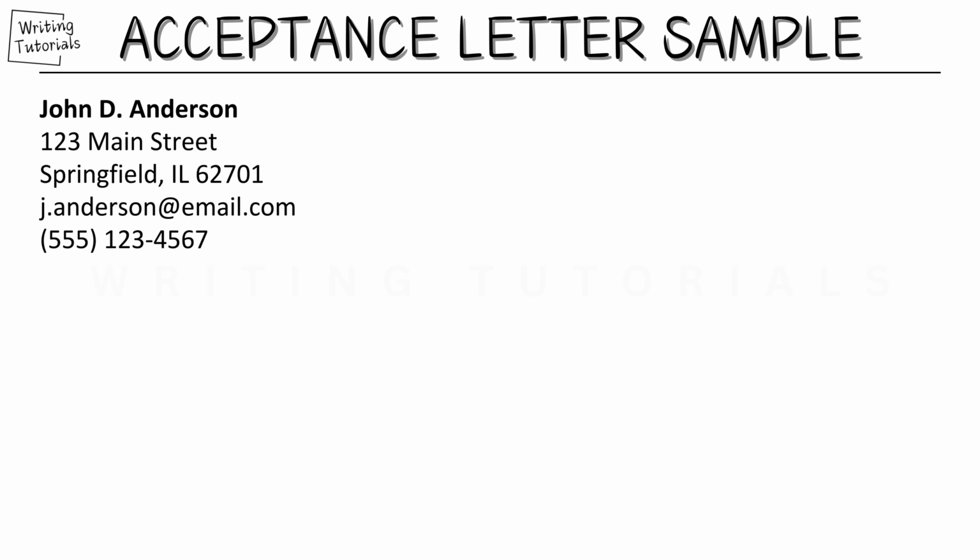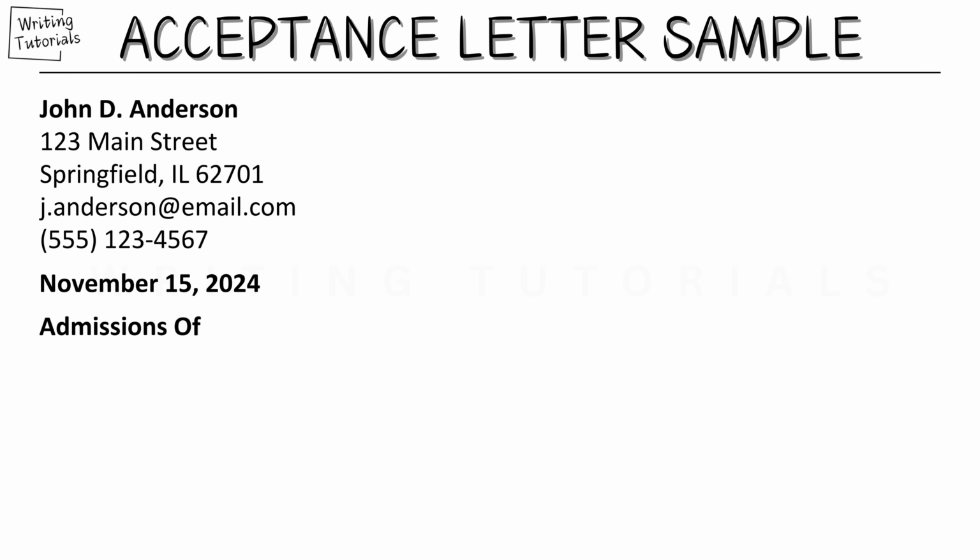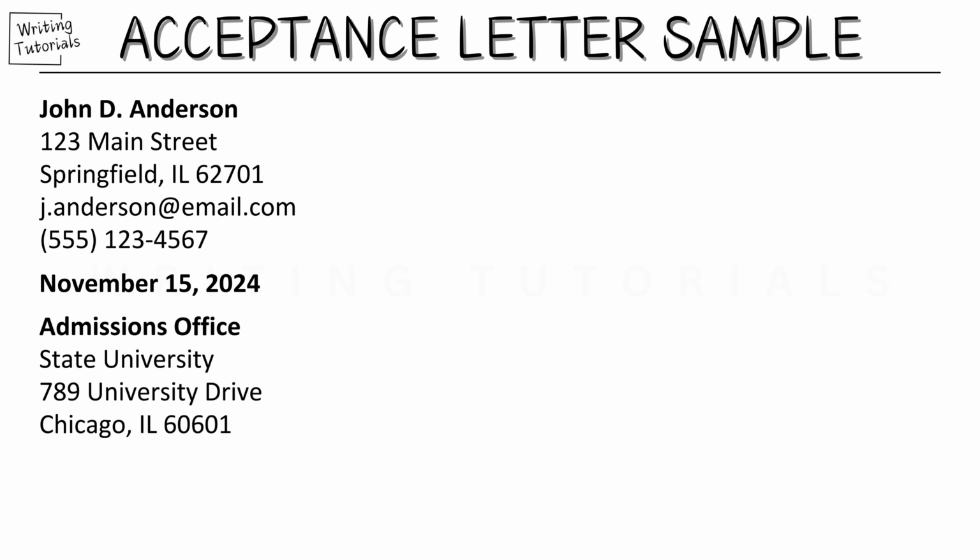Date and recipient's information. Next, include the date and the recipient's details. November 15th, 2024, Admissions Office, State University, 789 University Drive, Chicago, Illinois, 60601. The date is important because it establishes when you wrote the letter, which can be crucial for meeting deadlines. Then, list the recipient's full name or the department you're addressing, like admissions office here. This ensures the letter reaches the right people. Make sure this section is formatted neatly. It sets a professional tone right from the start.